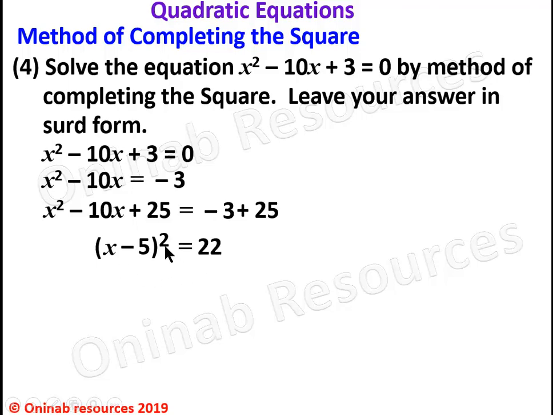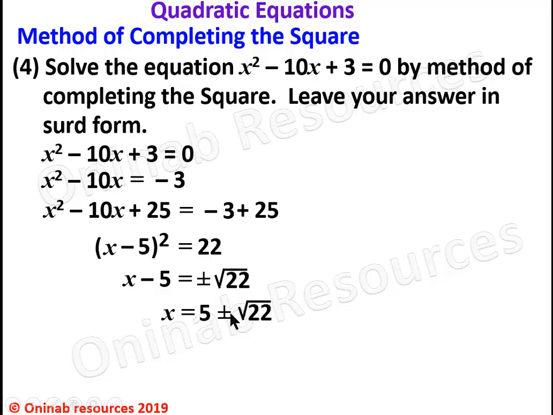We need to remove this square by finding the square root of both sides. So if we find the square root of this, we'll be left with x minus 5 equal to plus or minus square root of 22. We are interested in both the positive and negative roots in this type of problem. So we go ahead to make x the subject of this relation. So taking this to this side, our x becomes 5 plus or minus root 22.